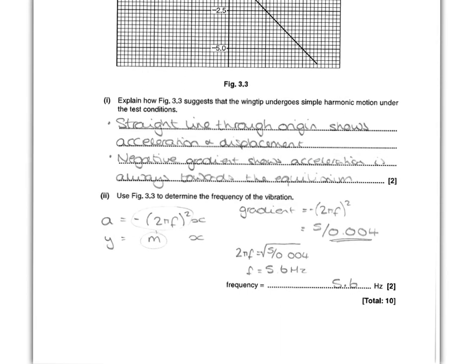So lastly, we're asked to determine the frequency of the vibration. We've got that acceleration is equal to minus 2 pi f squared, and if we relate that to y equals mx, we've got that the gradient is equal to minus 2 pi f squared, which you can read from the graph to be 5 over 0.004. And if we put them equal to each other and do some simple rearranging, we get that it's equal to 5.6.